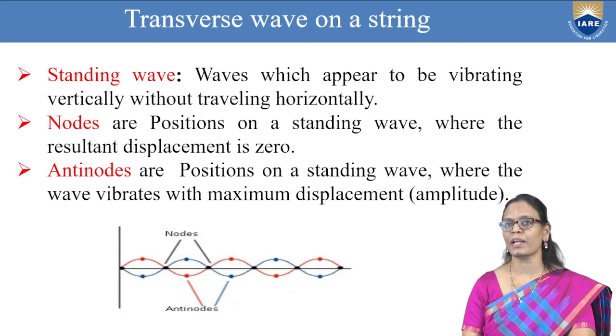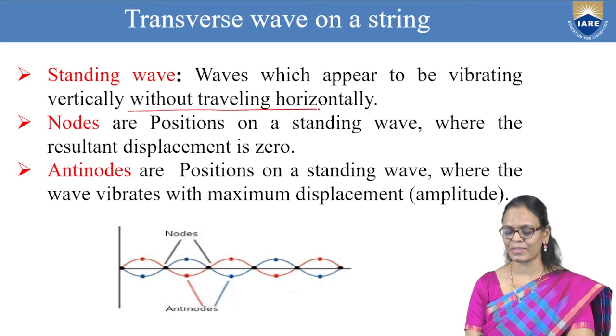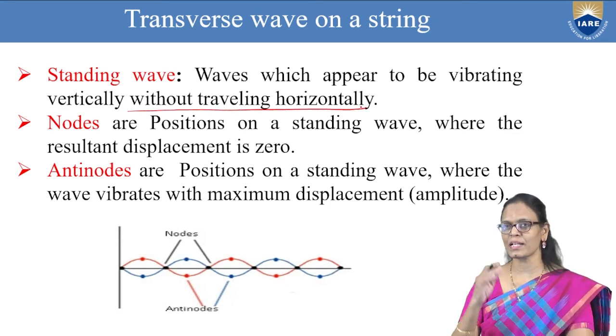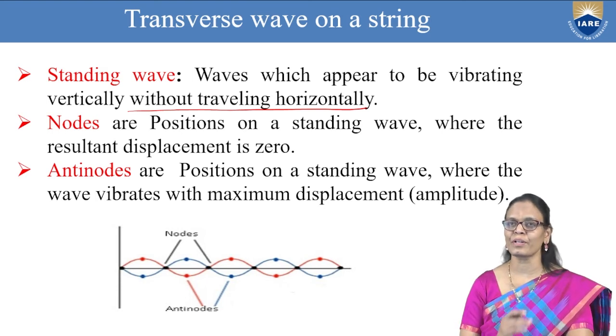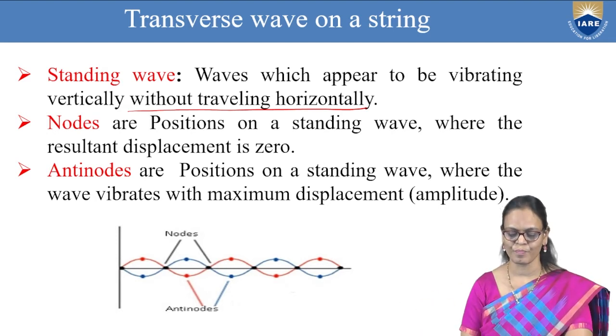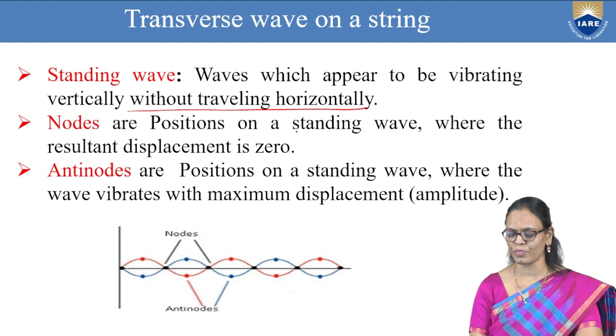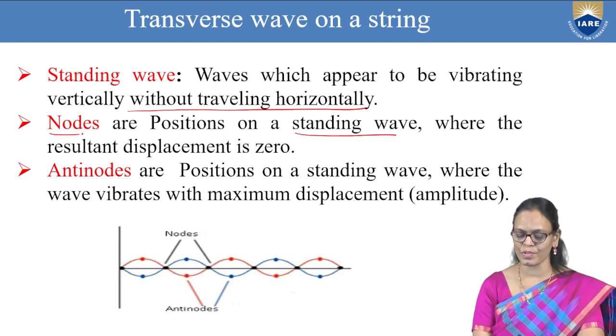Now, standing waves appear to be vibrating vertically but without traveling horizontally. So they just vibrate about the mean position. The particles of the medium vibrate and you have standing waves, but the wave is not proceeding forward in the horizontal direction. Then in a standing wave, what we see are nodes.